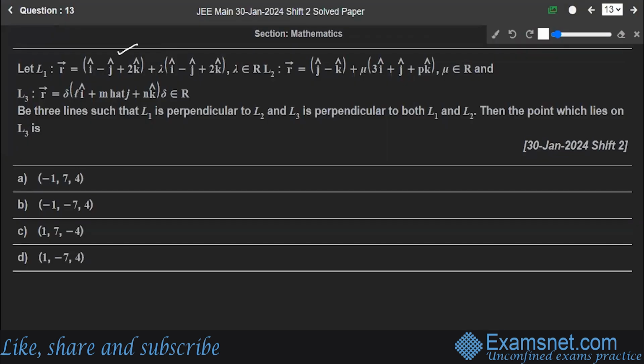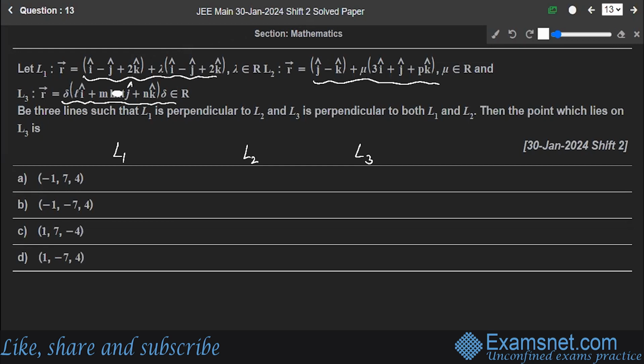Question number 13. Let L1 be this, where lambda belongs to real numbers, L2 be this, where mu belongs to real numbers, and L3 be given by this, where delta belongs to the real numbers. Be three such lines that L1 is perpendicular to L2, L3 is perpendicular to both L1 and L2. Then the point which lies on L3 is, what is L3? It is here, this is j cap. Okay, so you have L1, L2, and L3. L1 is given to you like this. This is L2, and here is your L3.